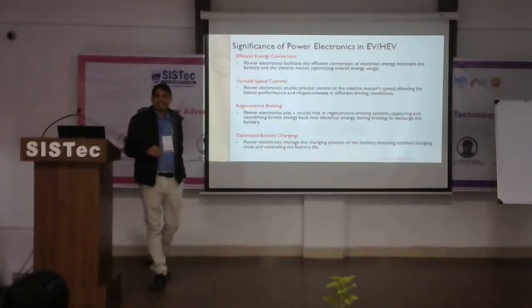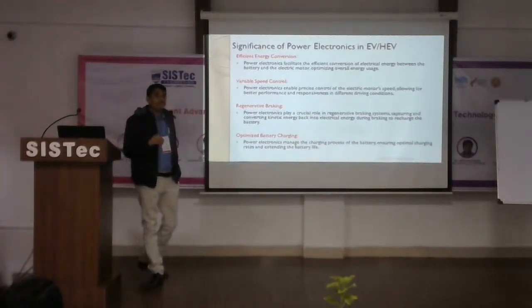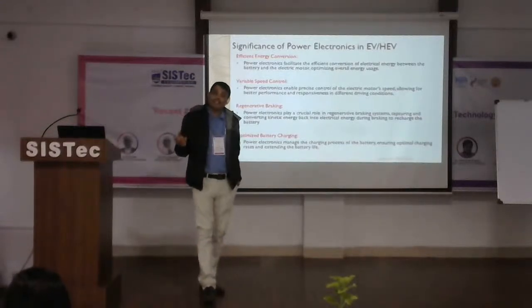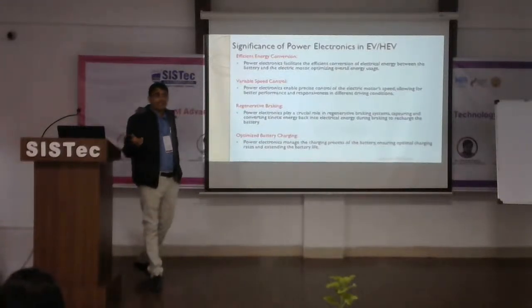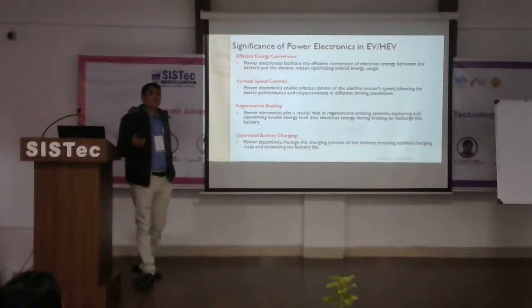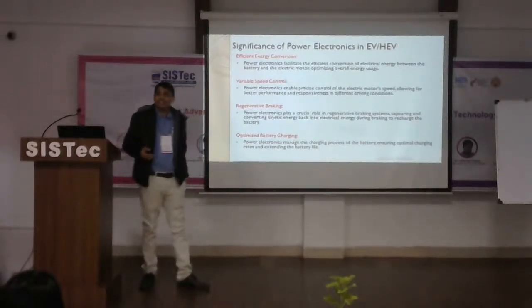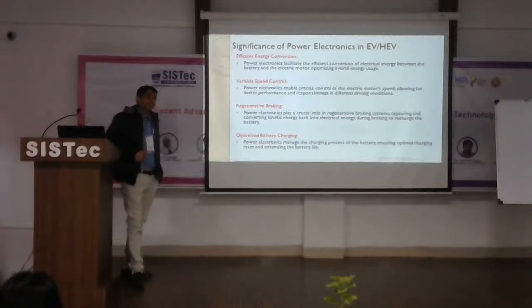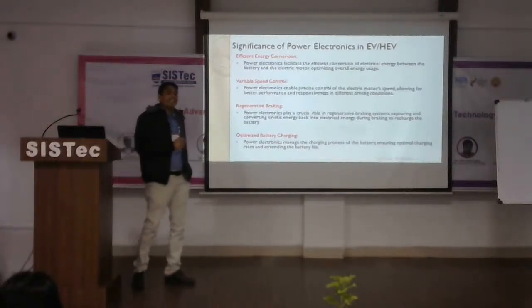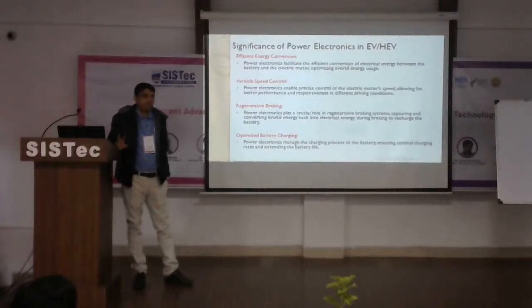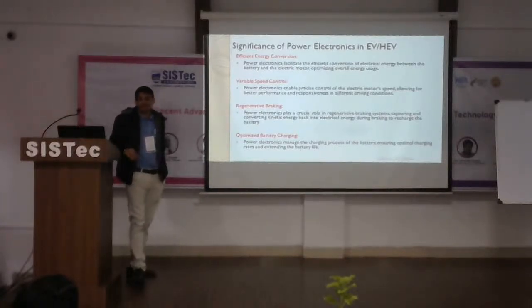Previously, for speed control of the DC motor, we could change either the armature current or the field current, or both, to get variable speed. But after the advancement in power electronics converters, we can directly get variable speed by controlling the power converter only. So that is the benefit of the power converter.